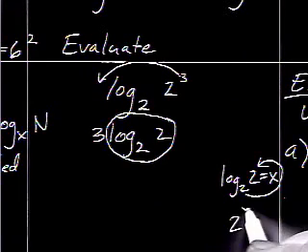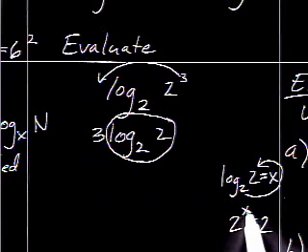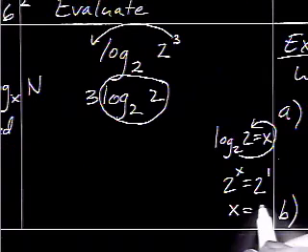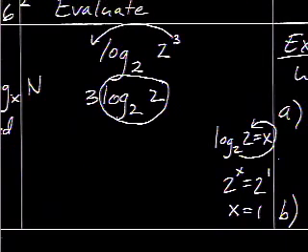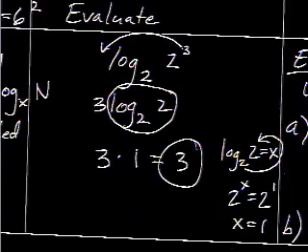So you're going to rewrite it: 2 to the x power equals 2. Well, if this side is equal to that side, which clearly it is, and the bases are the same, then what do you know about the exponents? They're the same also. So this is 1. So in other words, this was 3 times 1, or 3.